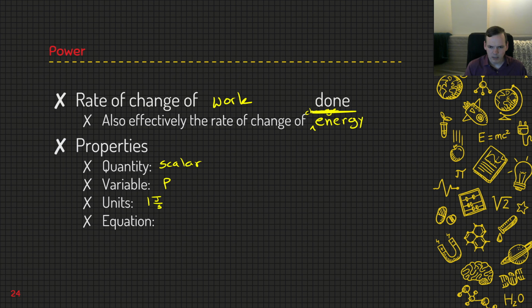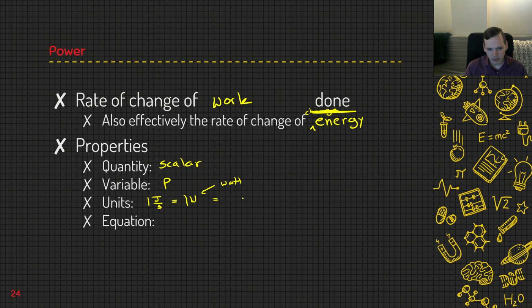Actually, this isn't right. Leave it as change of energy. That's a clearer way of expressing it. There's layers to that we'll get to later, but you don't need to worry about it for now. It's 1 joule per second, which is also known as 1 watt, which we represent with a capital W.